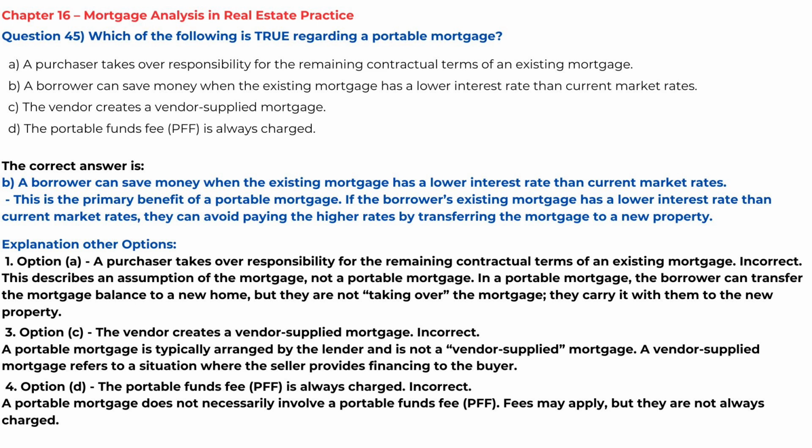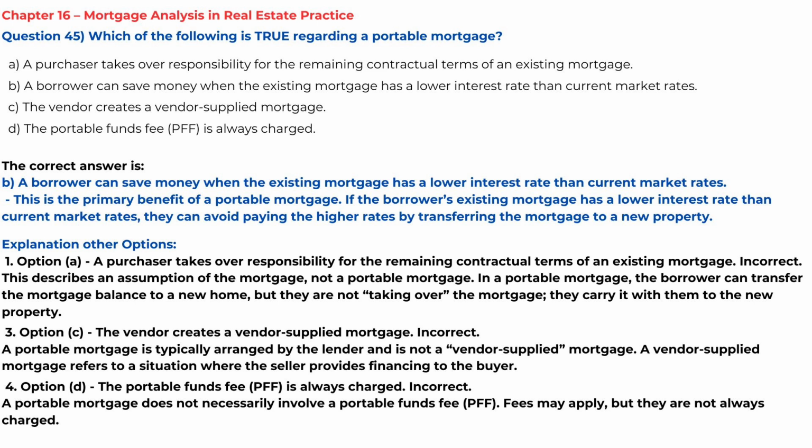Explanation of other options. Option A. A purchaser takes over responsibility for the remaining contractual terms of an existing mortgage. Incorrect. This describes an assumption of the mortgage, not a portable mortgage. In a portable mortgage, the borrower can transfer the mortgage balance to a new home, but they are not taking over the mortgage, they carry it with them to the new property.